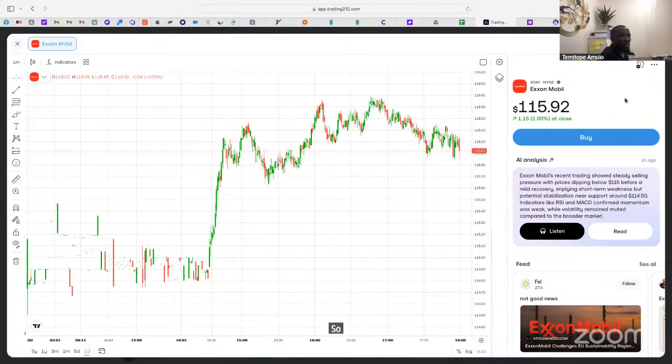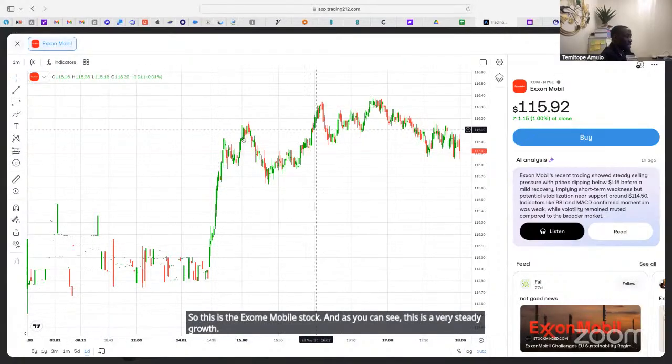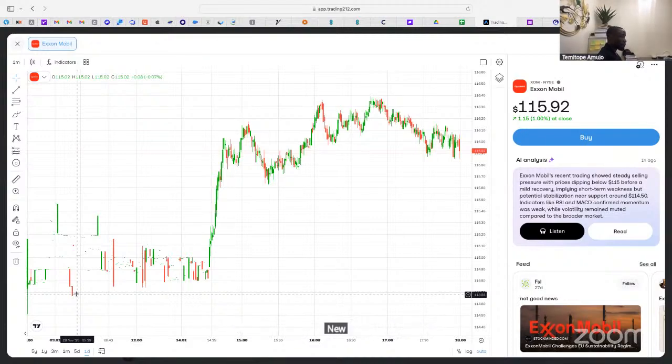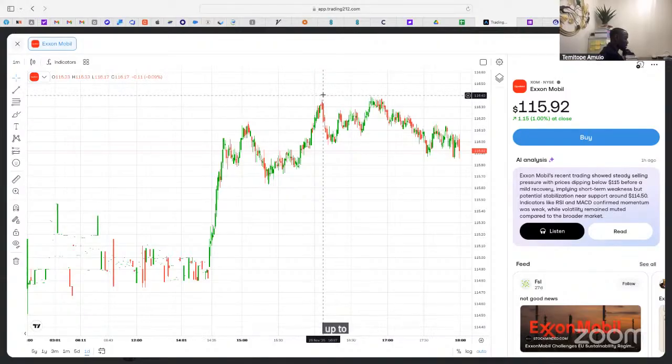So this is the ExxonMobil stock. And as you can see, this is a very steady growth. This is one day, just in one day alone, it started from $114. This stock is listed on the New York Stock Exchange. It started at $114.68 on the 28th of November, and it closed in the market with, in fact, a surge of up to 116.